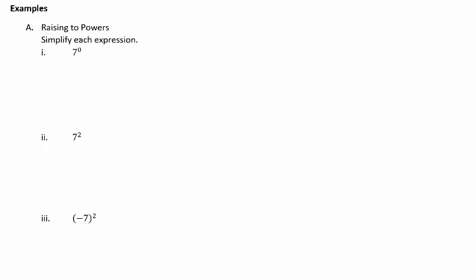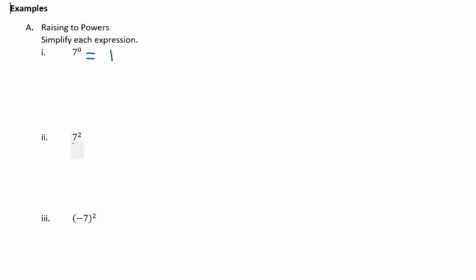Let's take a look at some examples. And the first one, it's asking us to evaluate 7 to the 0. And so if we refer back to our properties of exponents, one of them, the zero exponent rule, says that any non-zero number to the 0 power is equal to 1. And so the same is true here.